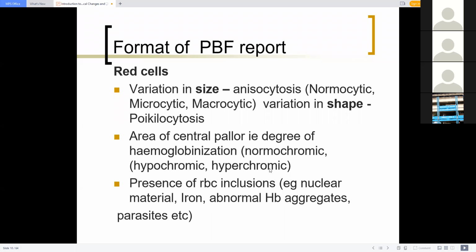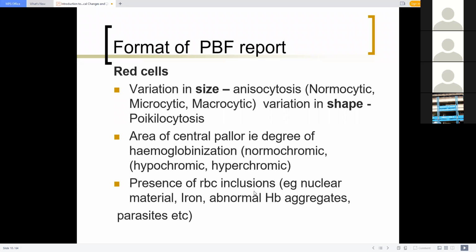Morphologically, we say the cell is normochromic if it is normally hemoglobinized, hypochromic if the area of central pallor is big and it is poorly hemoglobinized, or hyperchromic if the area of central pallor is not there, referring to a cell that may lose its central pallor, which is usually the spherocyte, and we call that hyperchromic.